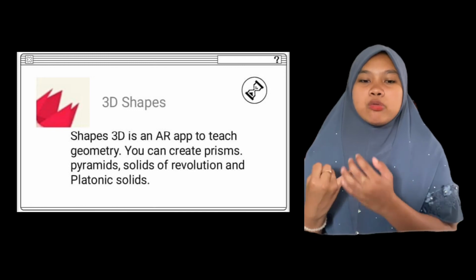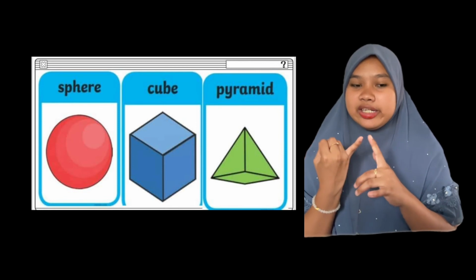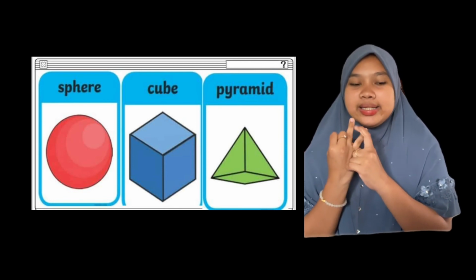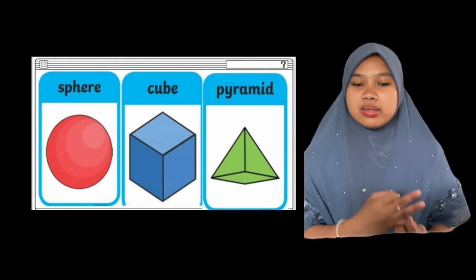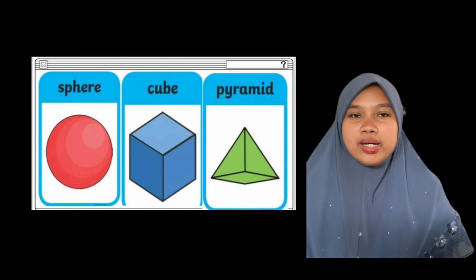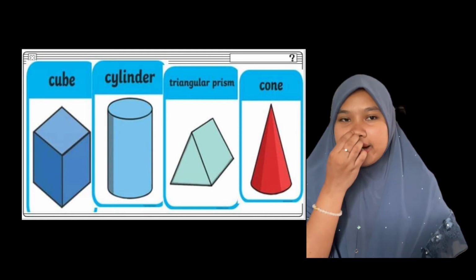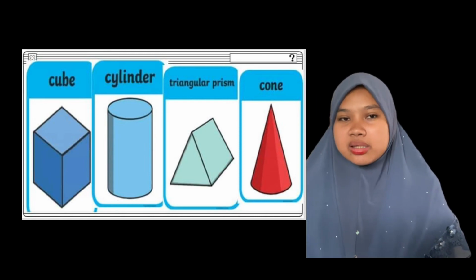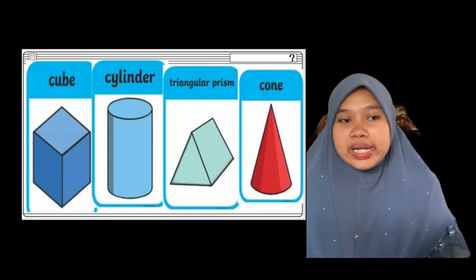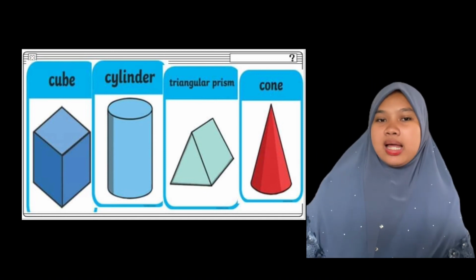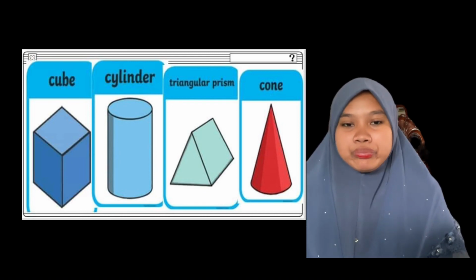So there are some common examples of different 3D shapes. The sphere, the 3D circle. Second is the cube, the 3D square. Next is the square pyramid, the 3D triangle with a square base. Next is the cuboid, the 3D rectangle. Next is the cylinder, the 3D shape with a circular base. And next is the triangular prism, the 3D shape with identical triangle bases. And the last is the cone, the 3D triangle with a circular base.